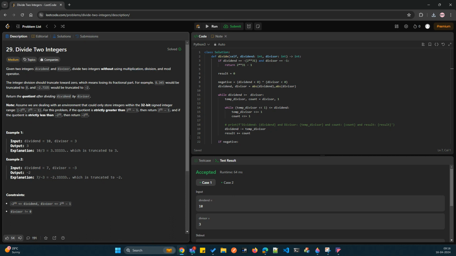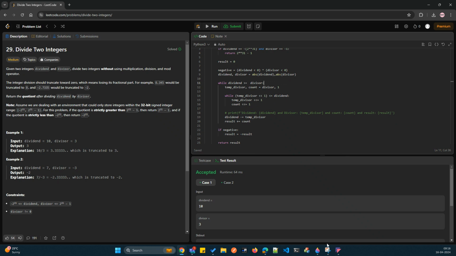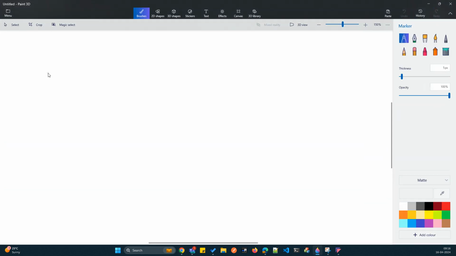Okay, so as we know, we are not supposed to use these. Let's see the approach. Before directly jumping into the code, we'll see how we can approach this. First we'll take an example, let's say 33 divided by 10. How do we solve this?